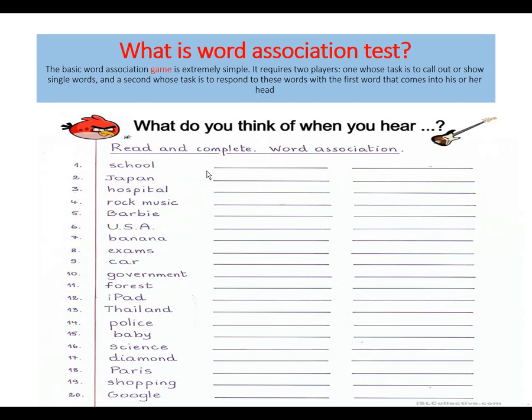Word association, what is it? It's a test. Sometimes it's used as a test, sometimes as a game, as a therapy, a lot of things we're going to talk about later on. But the basic word association game is extremely simple. It requires two players, one whose task is to call out or show a single word, and a second whose task is to respond to these words with the first word that comes into his or her mind.